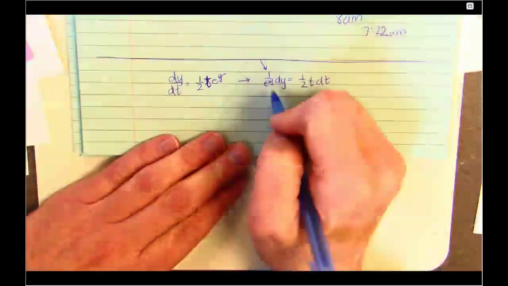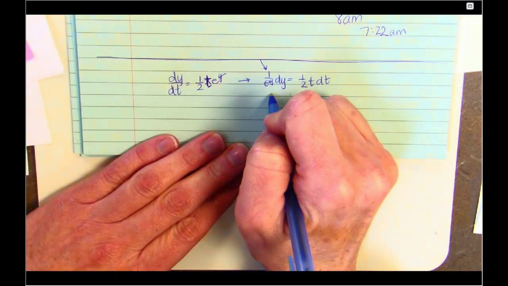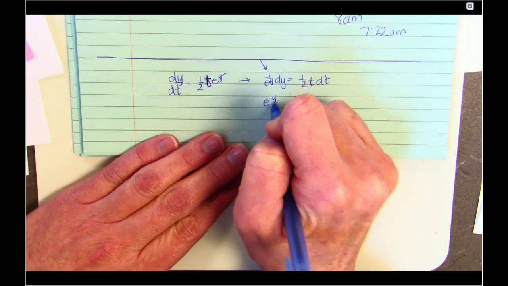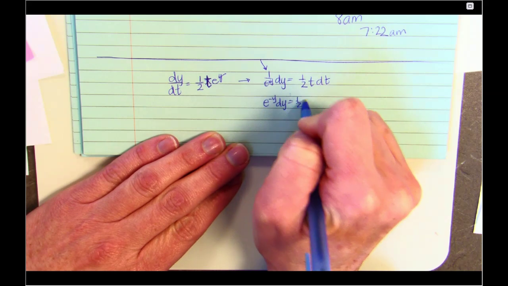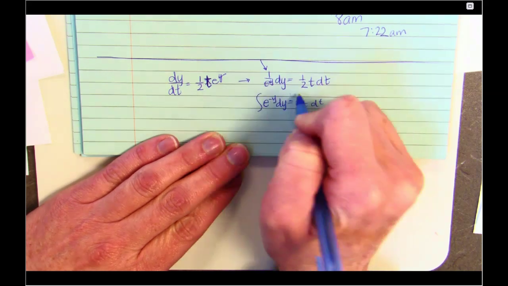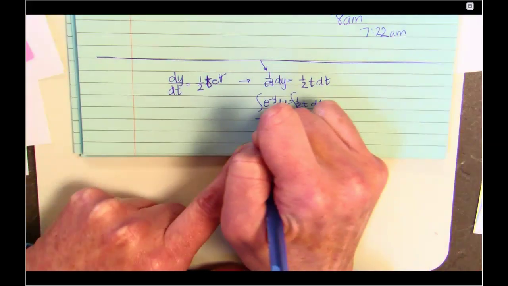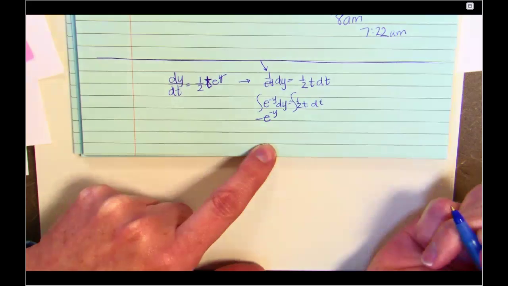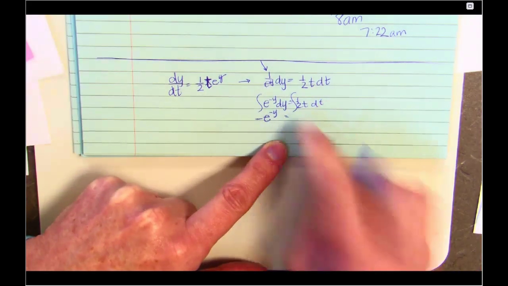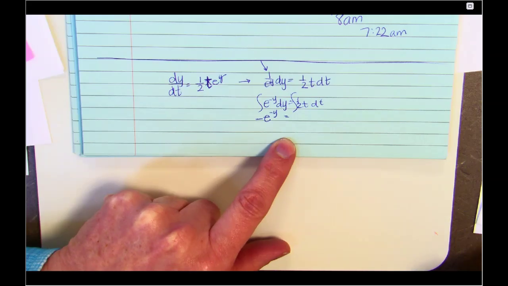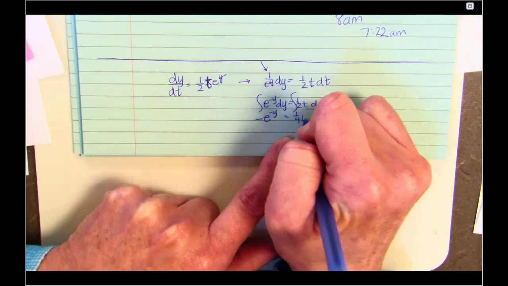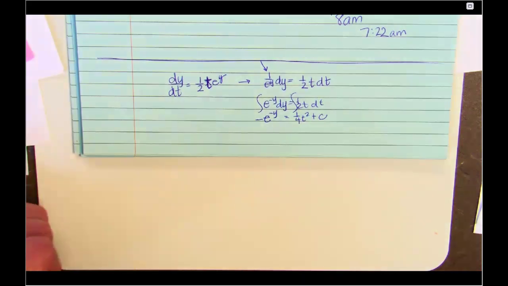So you have to bring that up. And then antiderivative. What's the antiderivative of e to the negative y? Negative e to the negative y. What's the antiderivative of 1/2 t? It's not 1/4 t squared plus c. No, Remington.